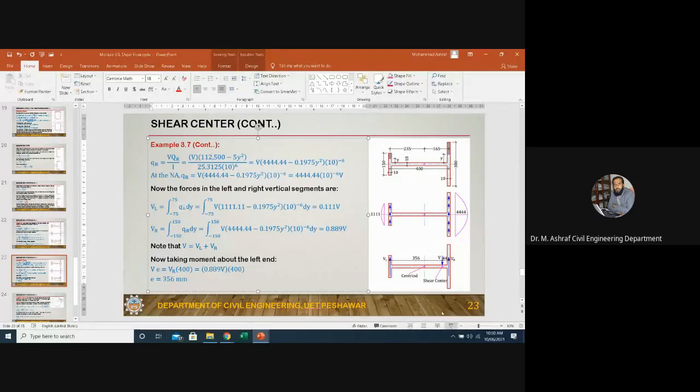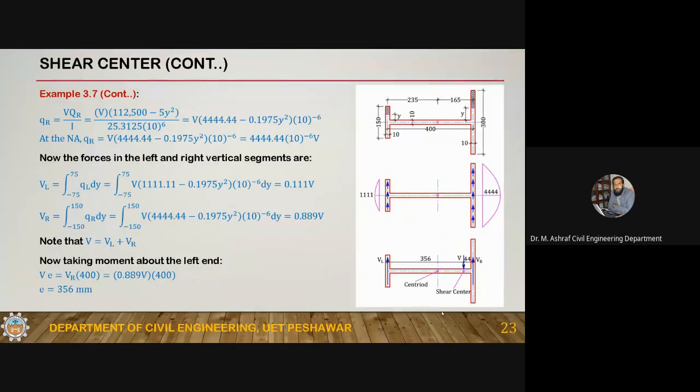If I integrate VL dy from minus 0.75 to 0.75, I'll get 0.111 V. And if I integrate VR from minus 150 to 150, I'll get 0.889 V. If I add them up, I should get V, because the vertical shear is resisted by this and this. So the sum should be equal to V, and I'm getting V. Note that V is equal to VL plus VR.